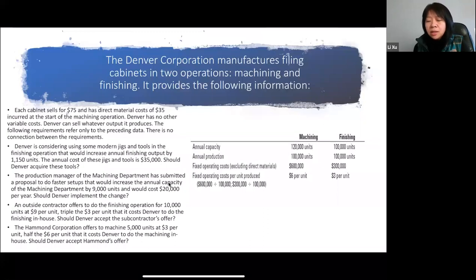So this company is producing a cabinet. That's the product. For each cabinet, the sales price is $75. It has a direct material cost of $35 at the start of the machining operation. There's no other variable cost. They can sell whatever they produce.